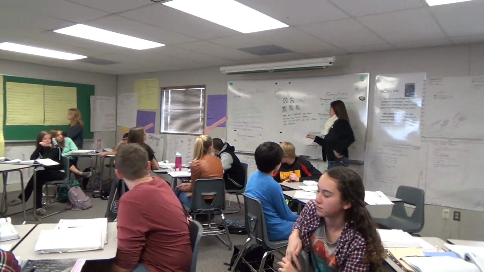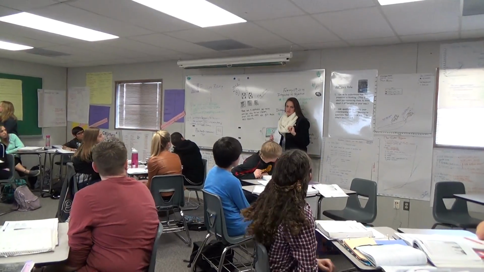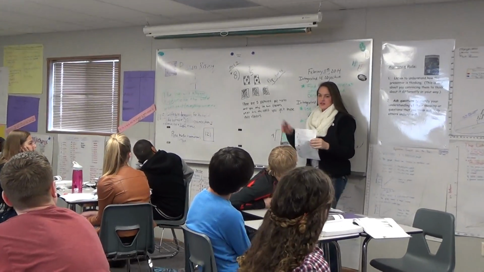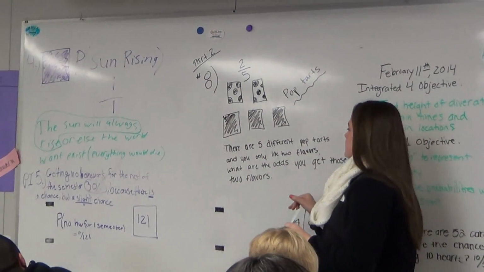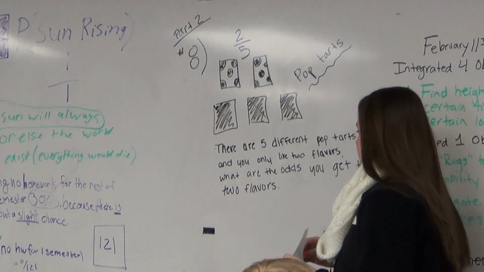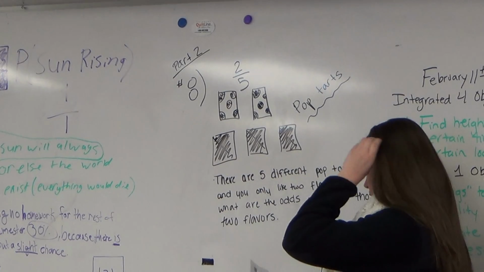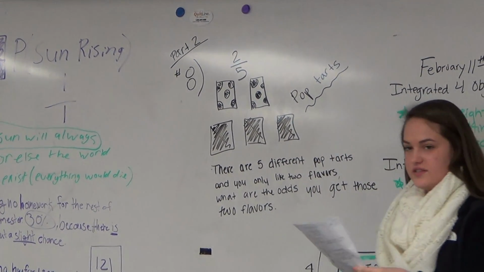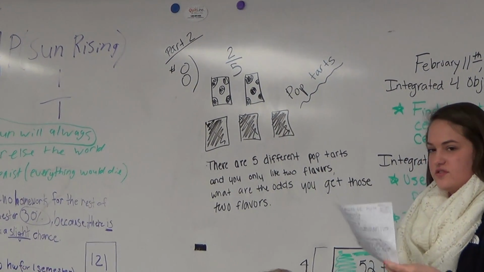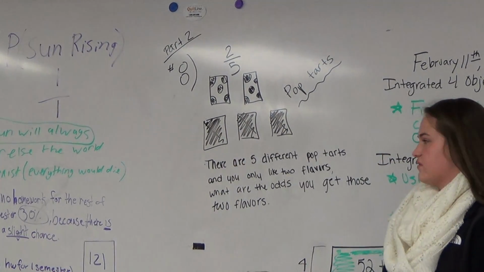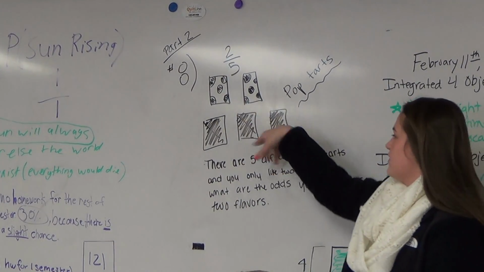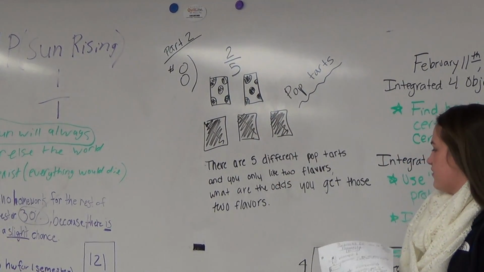Okay, so for this one, it showed in the book that there were 5 little squares, and then only 2 were filled in. So what we came up with was there are 5 different Pop-Tarts, and you only like 2 flavors. So what are the odds of you getting those 2 flavors? These are the 2 flavors, and then these are the other 3 that she doesn't like. So in all, it's 5.